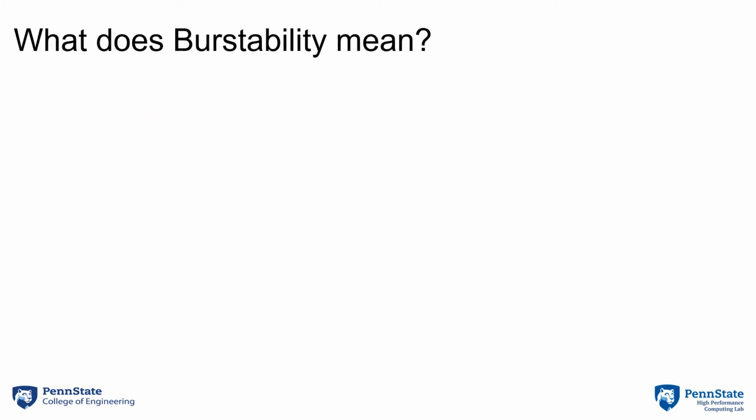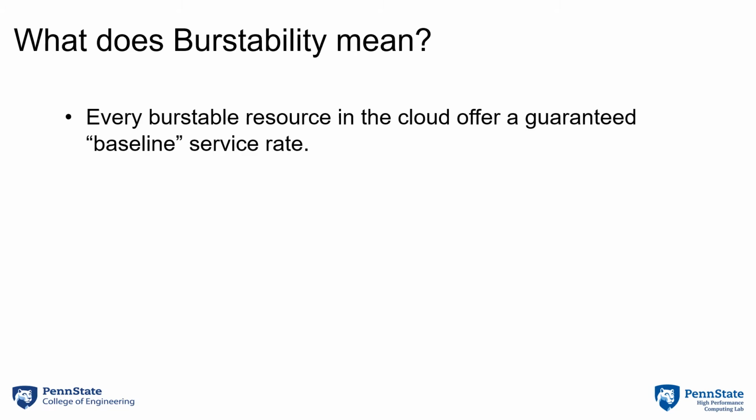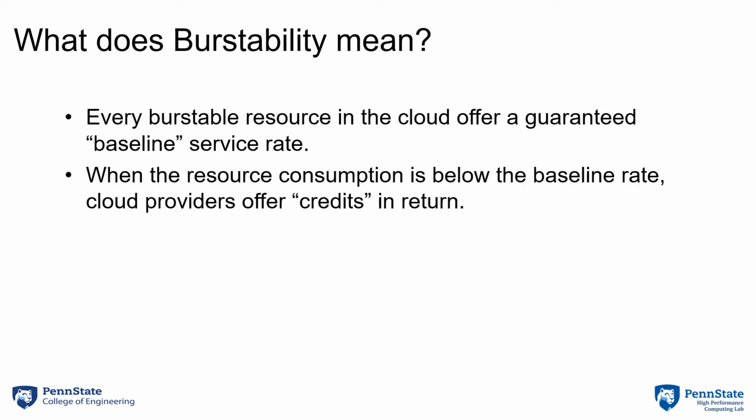So what does burstability actually mean? In the public cloud, every hardware resource which is burstable offers at least a baseline service rate. In other words, no matter what, this burstable hardware resource will offer a minimum service rate, which is the baseline rate. But tenants may choose to use a service rate lower than their baseline service rate.